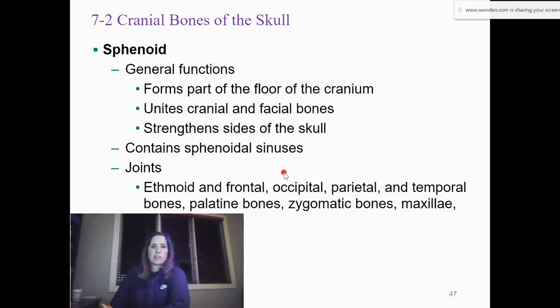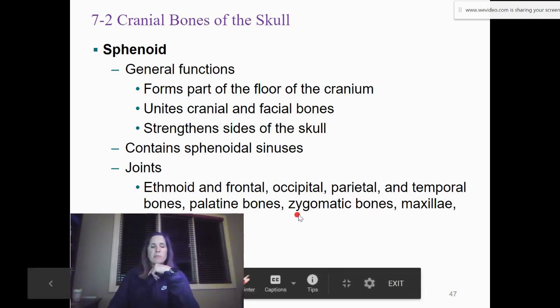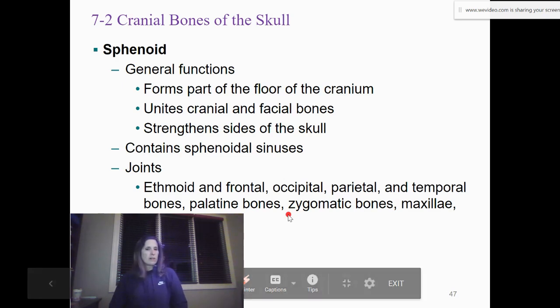The sphenoid generally forms the floor of the cranium, and like I said before, it's a keystone. It brings together the cranial and the facial bones. It strengthens the side of the skull. Look at all these joints here: ethmoid, frontal, occipital, parietal, temporal, palatine, zygomatic bones, maxilla, and the vomer. All of these different bones.